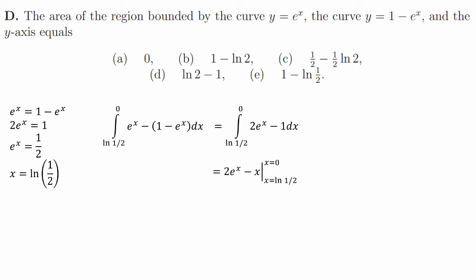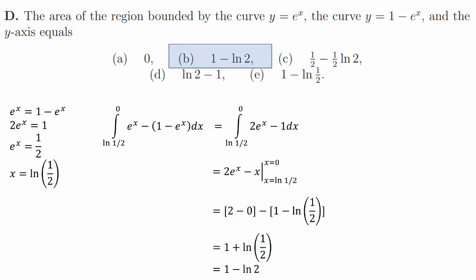The next step is to evaluate the integral, and we have 2 times e to the x power minus x evaluated at x equals 0 and x at the natural log of 1/2. Evaluating this further gives us 1 plus the natural log of 1/2. However, since this isn't one of the choices, we rewrite the natural log of 1/2 as 1 minus the natural log of 2.